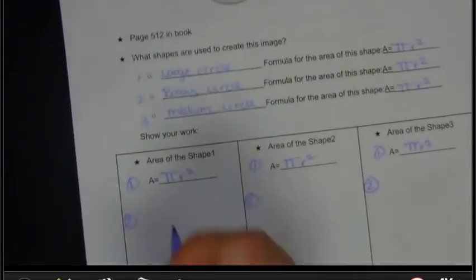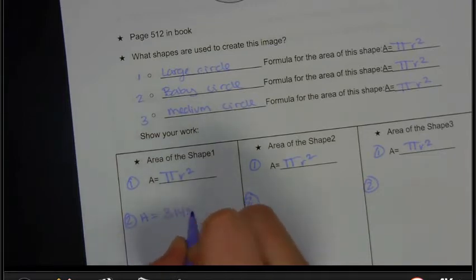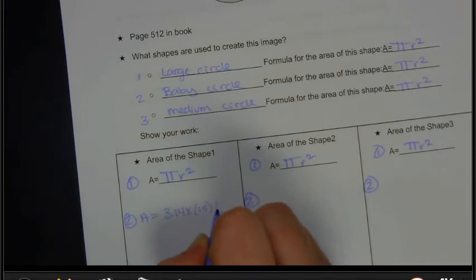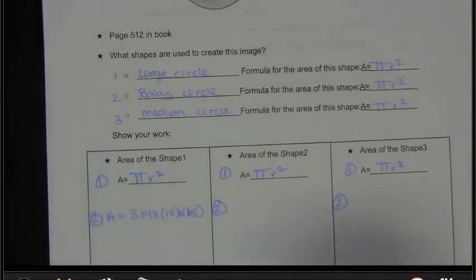Okay, so I have area is going to equal, trying to make sure I'm doing this right, 3.14 times 15 times 15. Give me just a moment. You go ahead and figure that out.